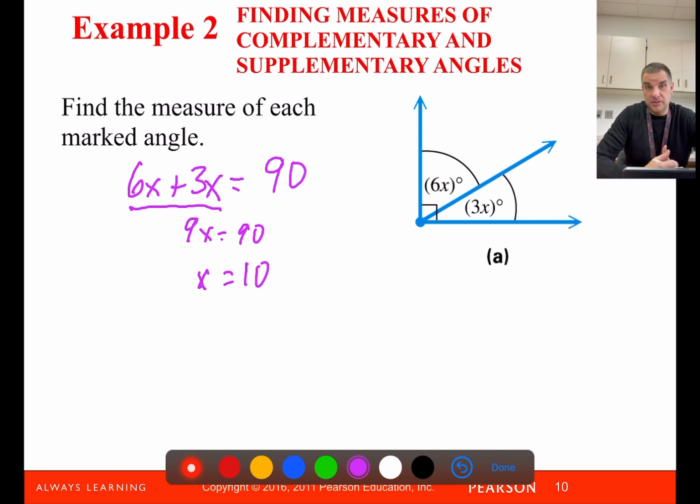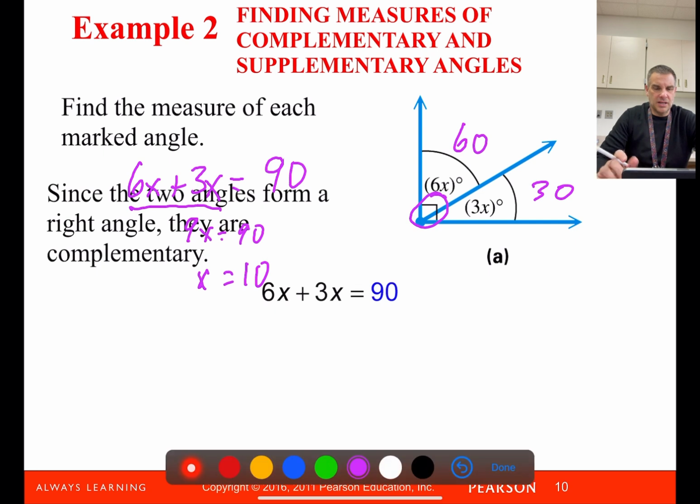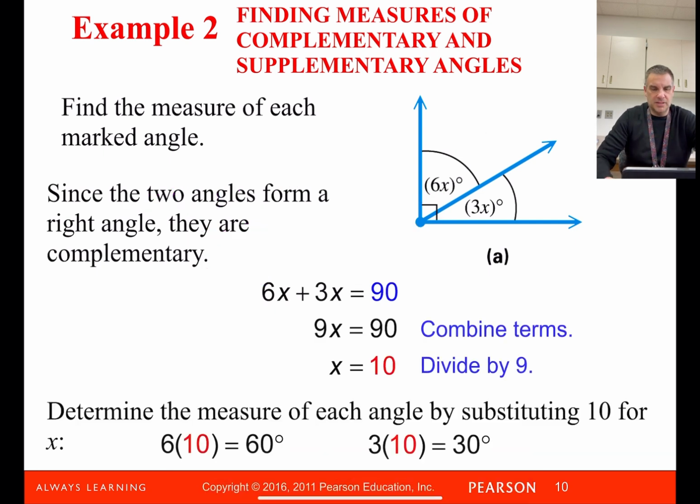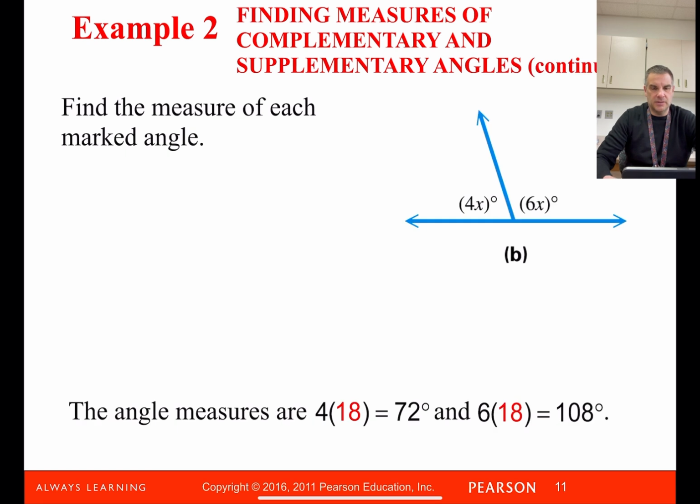Now that we know x, we can substitute it back in, get that this is 60, and this is 30. So there are the measures of those angles. It's just asking you to find the measures of the angles in this case. You don't really have to do the supplement. Just understand that complement means 90, and that's what that little box means as well. Combine your terms, divide, put it in there, and so on.